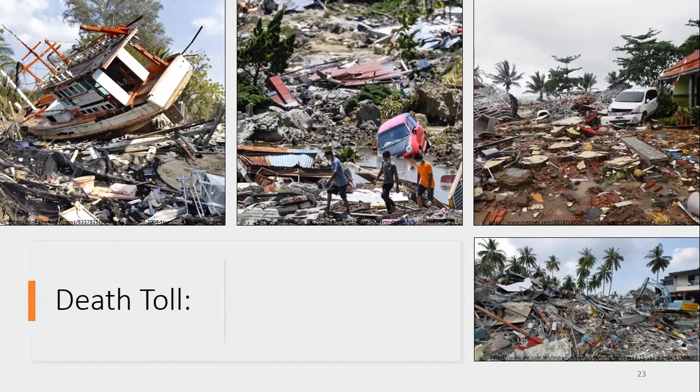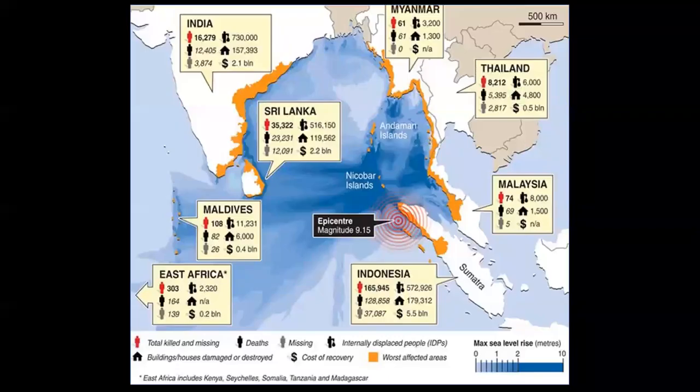Sadly, on December 26, 2004, over the course of a day, more than 200,000 people lost their lives. The loss of life was felt throughout the Indian Ocean region. Additionally, material losses were estimated at $10 billion.